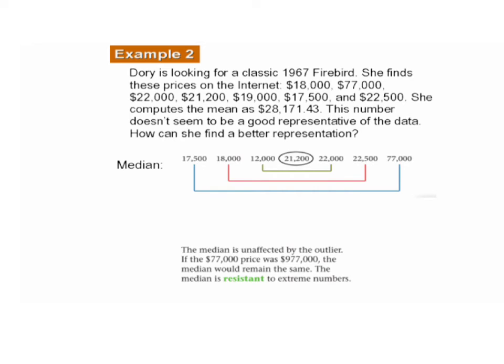Here's a representation of what they've done. They took these prices and they put them in order, so from lowest to highest. The first one they got was 17.5. Then they did 18, because that's the next one. Then they did 19,000. That's what they did.